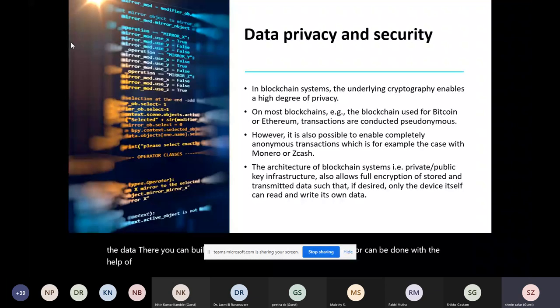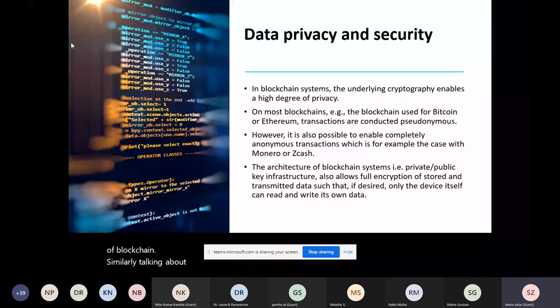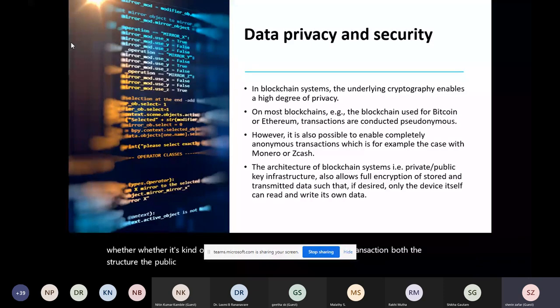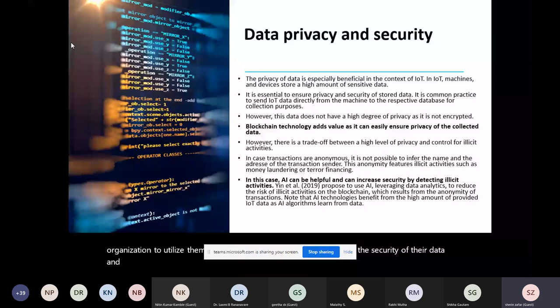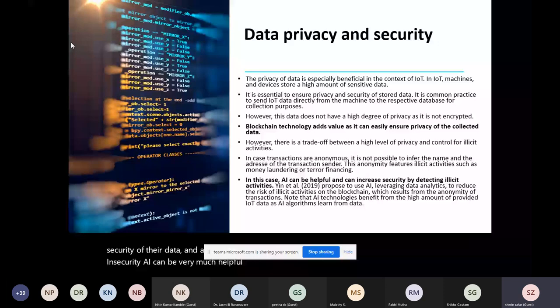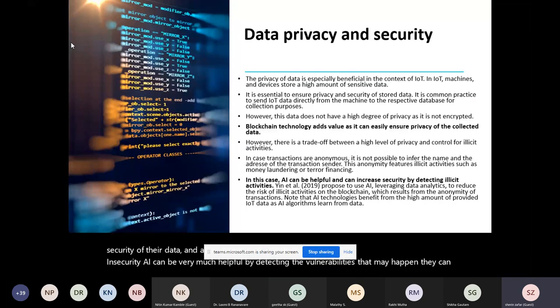Similarly, talking about privacy and security, which we discussed a lot yesterday, whether it's cryptocurrencies or transactions, the public, private, consortium, and hybrid blockchain structures are paving ways for various types of organizations to maintain both the privacy and the security of their data. And also, when talking about data privacy and security, AI can be very helpful by detecting the vulnerabilities that may happen. They can pinpoint loopholes, some endpoints where vulnerabilities can occur.